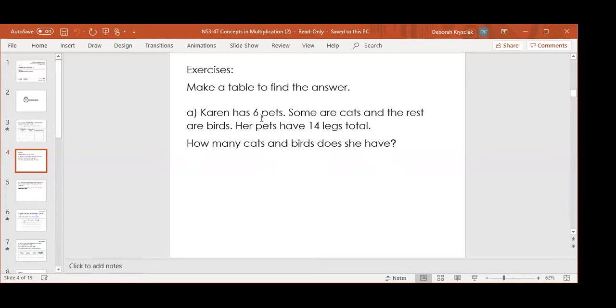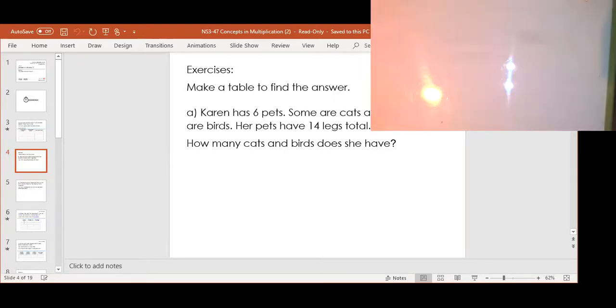So this time she has 6 pets. Sorry, it's going to be different because she has 6 pets, not 5. Last time it was 5. So I'm just going to show you over here what I would do if they tell you something like this.